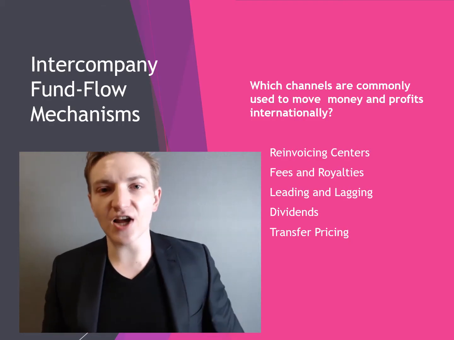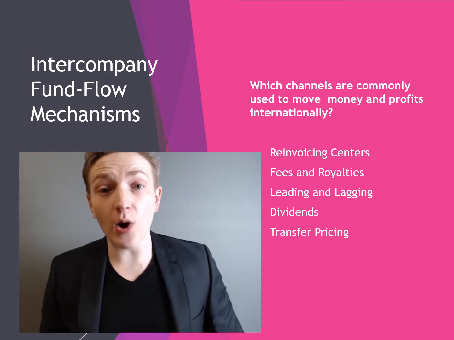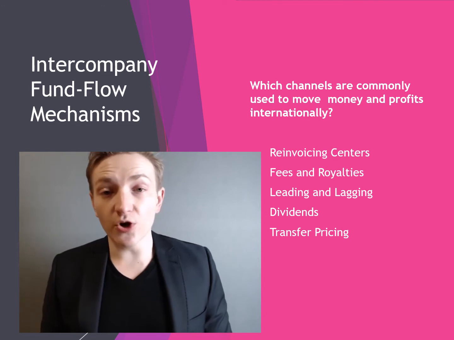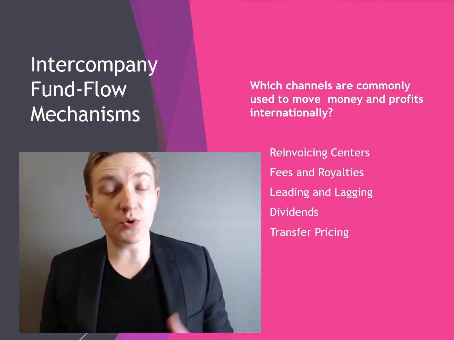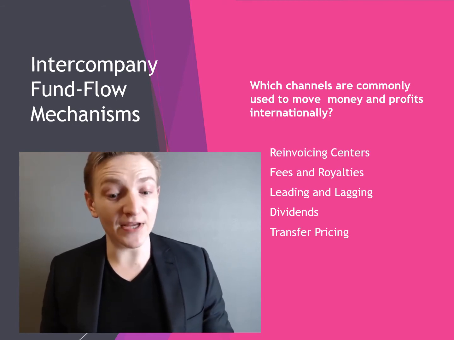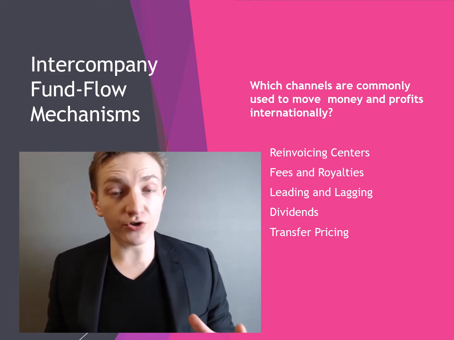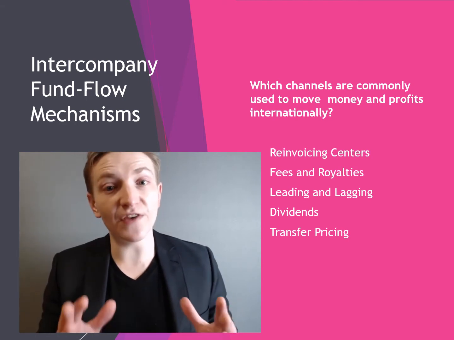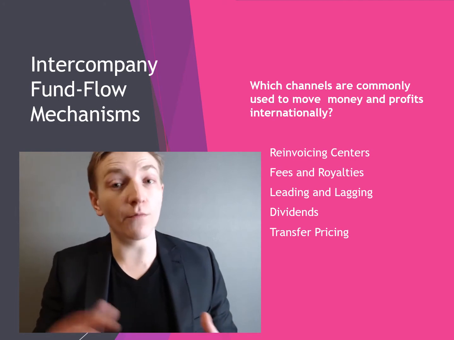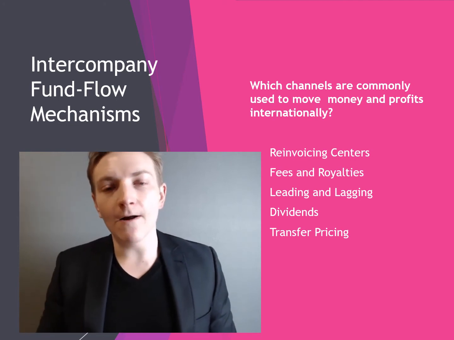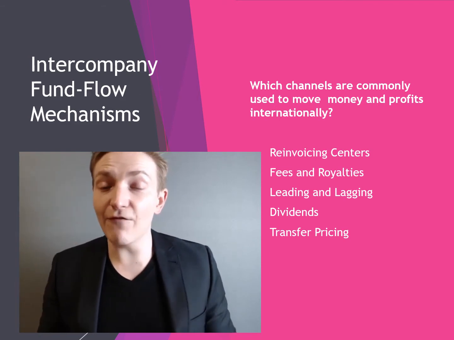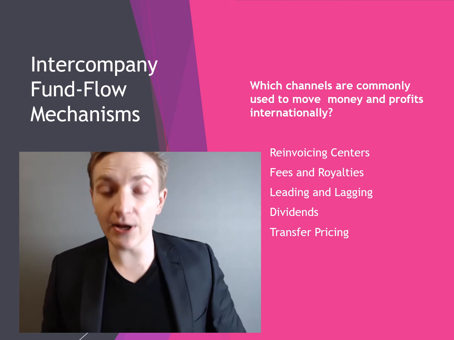So when we think about these intercompany fund flow mechanisms, there are quite a few that exist, some of which are more legitimate than others. So for example, there are reinvoicing centers, which enable that multinational to invoice from a different location than the sale appears to take place. We've got fees and royalties, whereby the parent company charges fees and royalties to subsidiaries in order to extract expenses from those subsidiaries. Basically what they're doing is extracting money from the subsidiary, charging an expense to that subsidiary, and therefore potentially reducing the taxable income it would face.